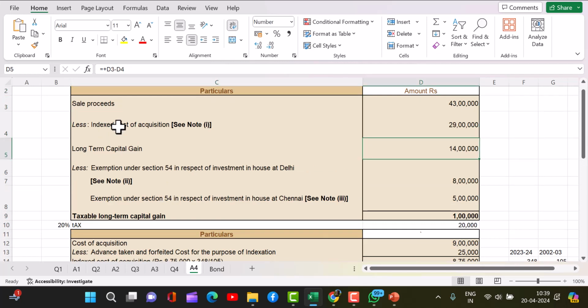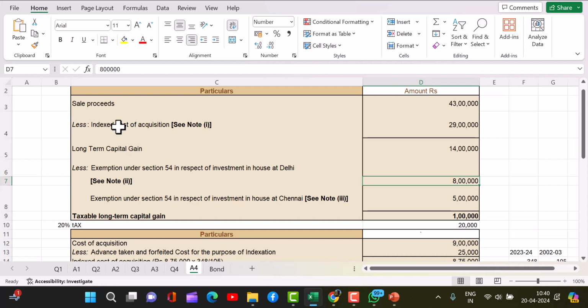So that means he has made a capital gains of 14 lakhs, which is 43 lakhs minus 29 lakhs. So this is his capital gains. Now he can avoid this capital gains by purchasing maximum two houses or even one house. So here he has purchased one house for 8 lakhs. Then he buys another house for 5 lakhs. So this is the house which he purchased.